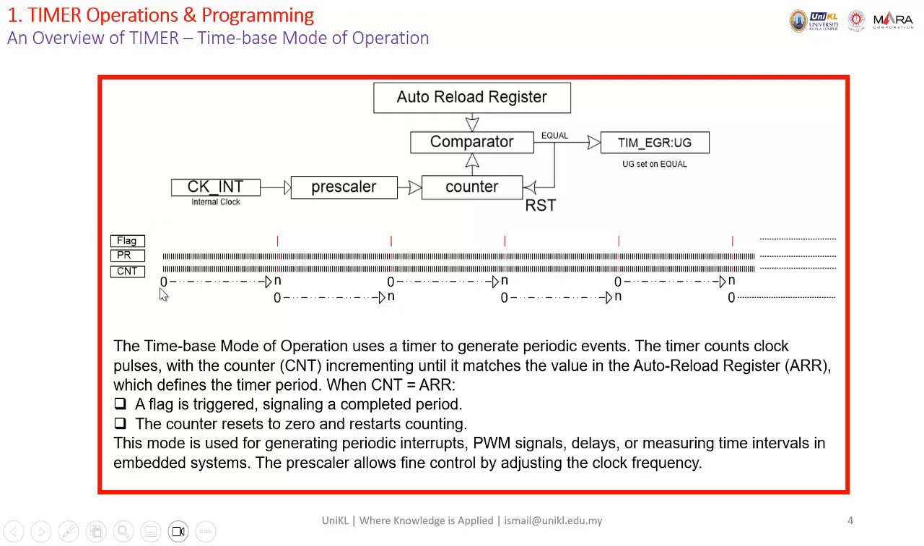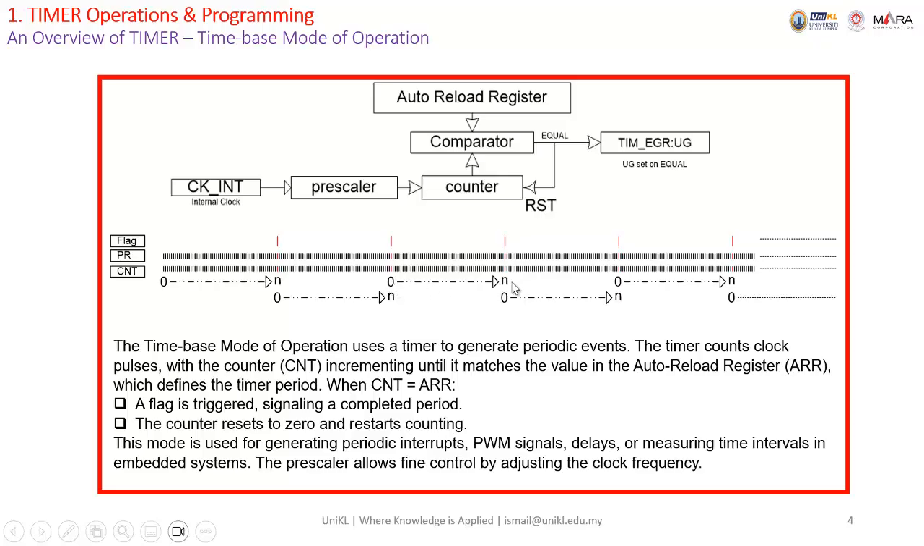So we can see here, the counter counts, say, from 0 up to n. What is n? n is the value inside the auto reload register. Whenever they are equal, it will reset to 0 and then start the count again, then reset again to 0.